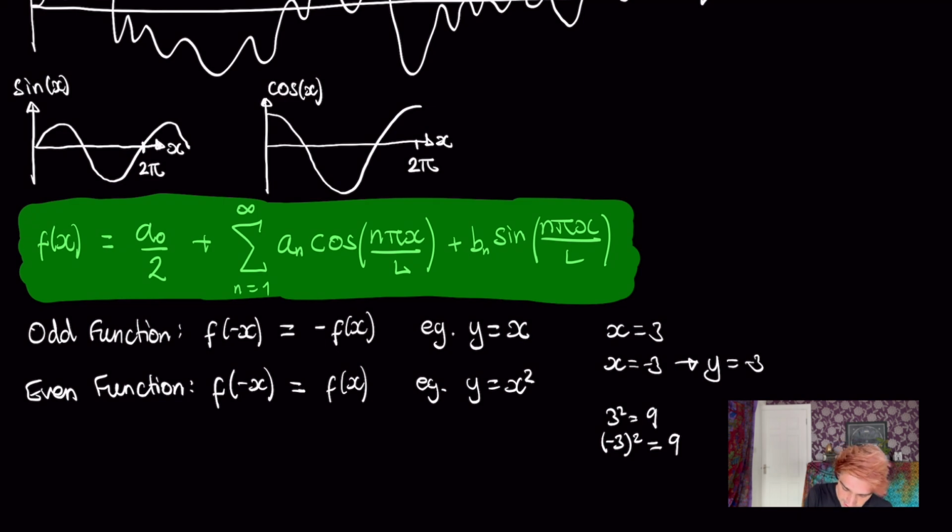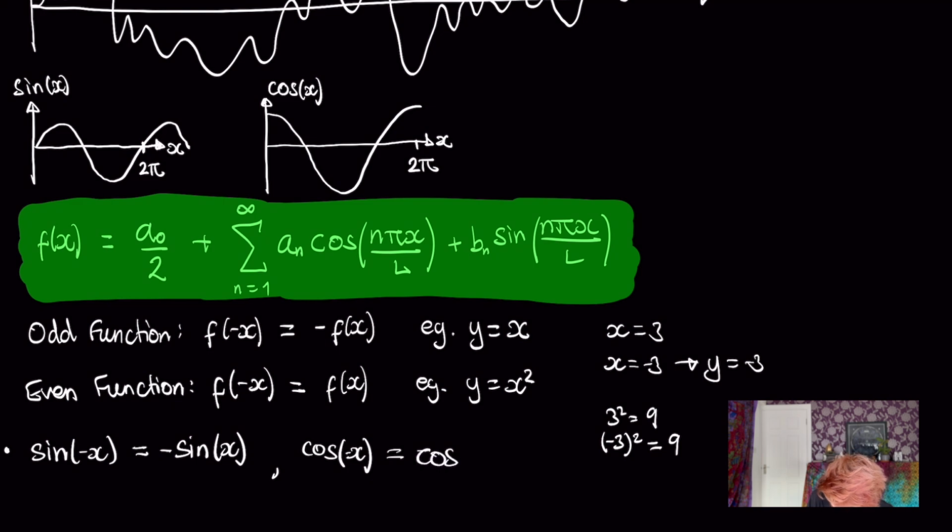And you'll notice that sine and cosine actually follow a very similar pattern. Sine, as you'll notice, is an odd function. If we negate the argument of sine x, so sine of minus x, then we will get minus sine of x. And similarly, with cosine, if we negate the argument, cosine of minus x will equal cosine of x, because it is an even function.